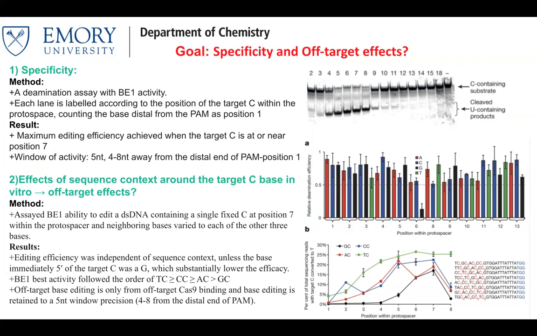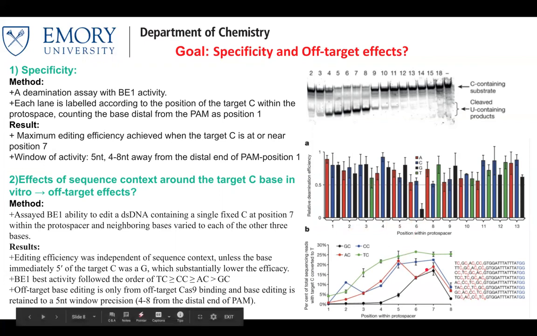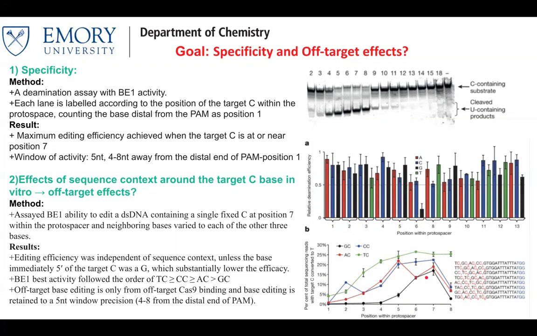Base editor 1's best activity followed the order of TC, then CC, then AC, and then GC. They also concluded that off-target base editing only results from off-target Cas9 binding, and that base editing is restricted to a 5 nucleotide window position.